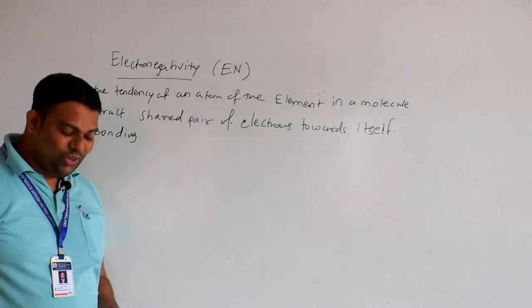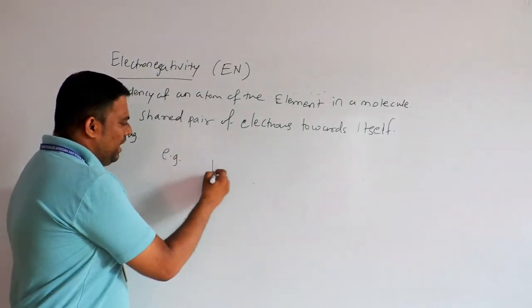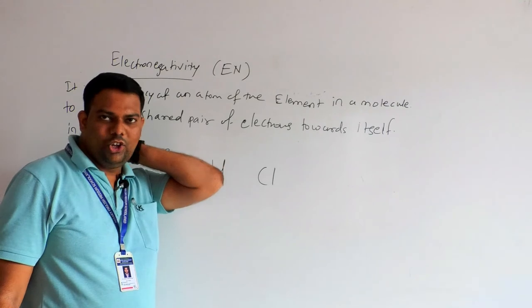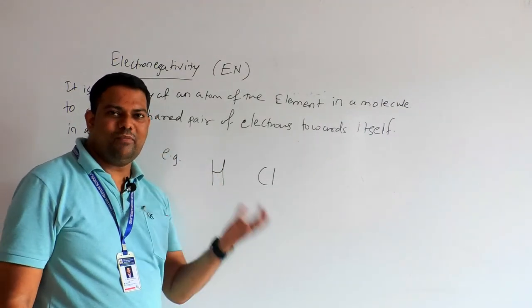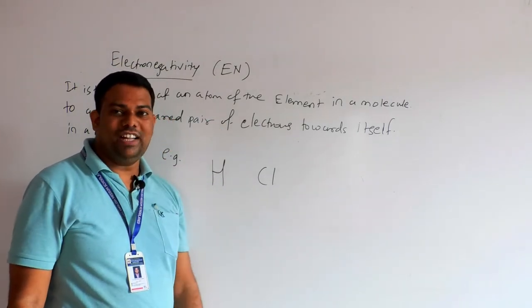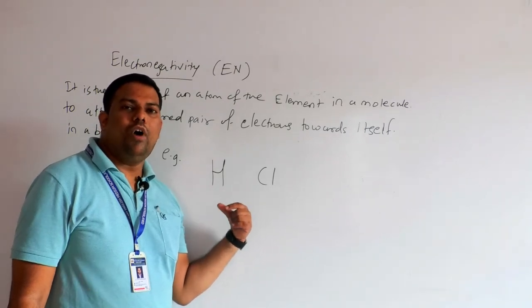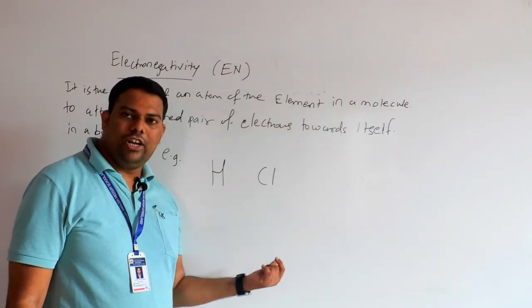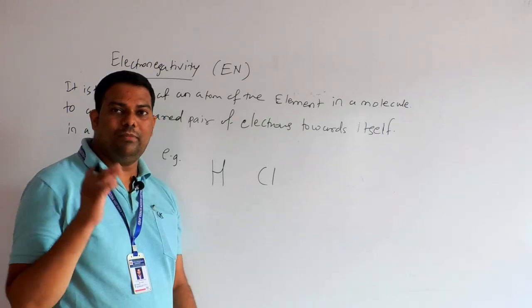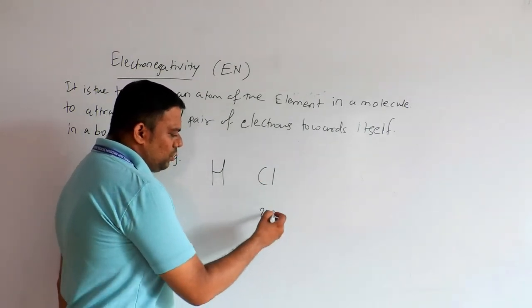Understood? Now suppose you are thinking of an example, say H and Cl. It is a bond between non-metals, so covalent bonds are formed. You will come to know in our next topic on metals and non-metals that the bond between a non-metal and a non-metal is covalent, and the bond between a metal and a non-metal is ionic, or we can say electrostatic. So these are covalently bonded. Covalently bonded means sharing of electrons. On Cl, the atomic number is 17, so 2, 8, 7.